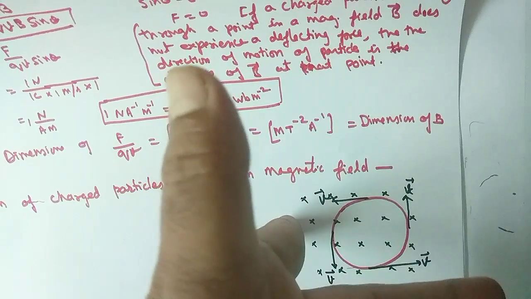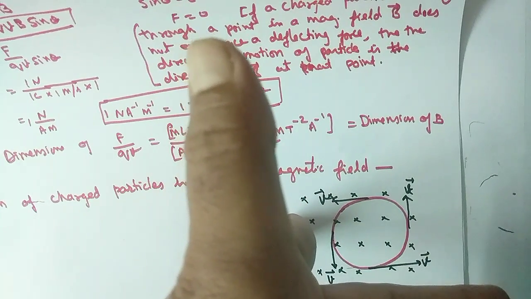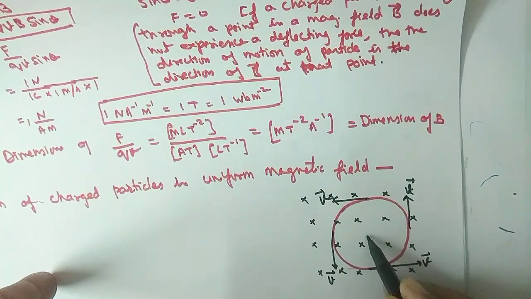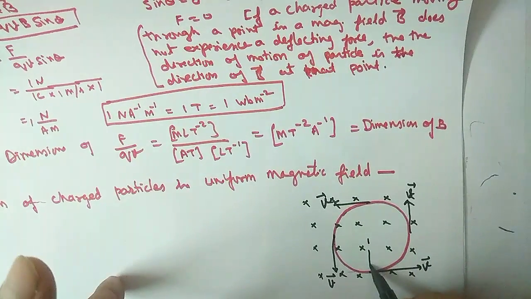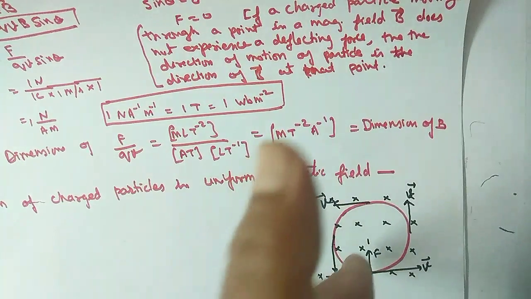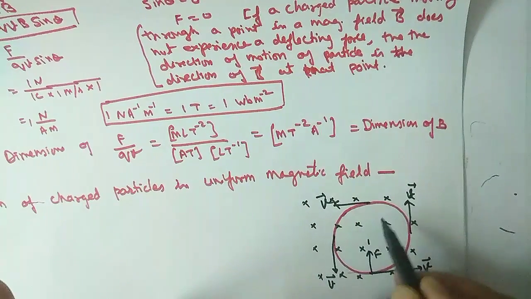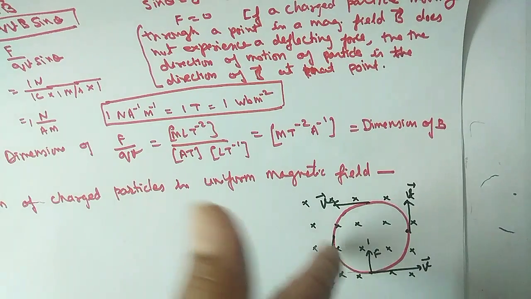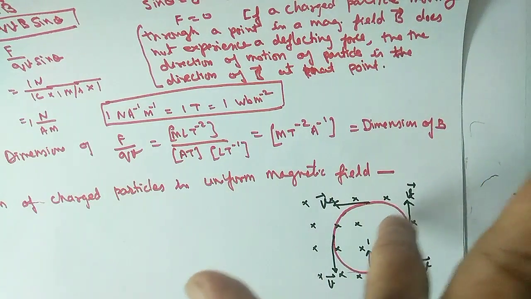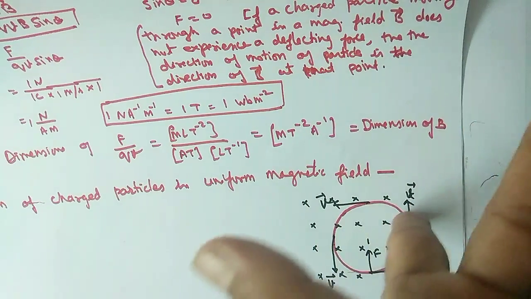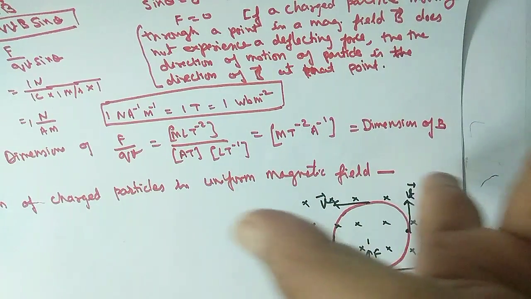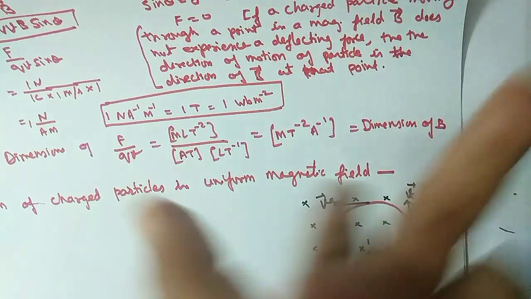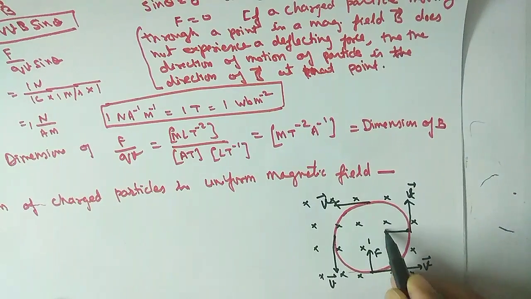The magnetic field is perpendicularly downward. So what will be the direction of force? It is towards the center of the circular motion, like this. This is the direction of force here. If we take any point here, this is the direction of current, and the force will be towards the center. It is the B, it is the I, so the direction of force is in this direction.